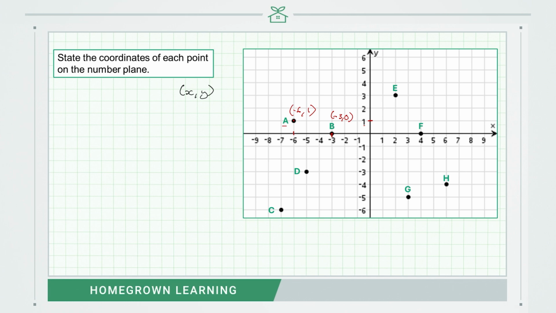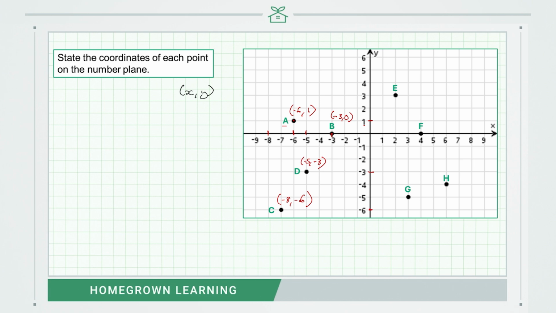Looking at C, we can see it intersects at -6 on the y-axis and -8 on the x-axis, which means the point here is -8 and then -6. Alright, D, we intersect here at -3 and this one here again at -6. No, sorry, -5. So -5 is our x-axis and then -3 is going to be our y.